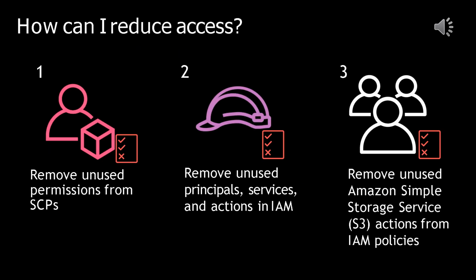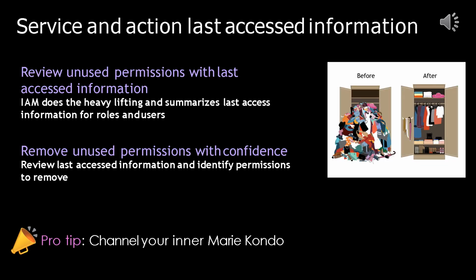So Access Analyzer is all about who can access what, but something that's just as important is reducing access based on who did access what. Some of the ways in which we can do this is by removing unused permissions using SCPs. We can also remove unused principals, services, and actions in IAM. And we can also remove unused S3 actions from IAM policies. Service and action last access allows us to review unused permissions with last access information to remove unused permissions with confidence.